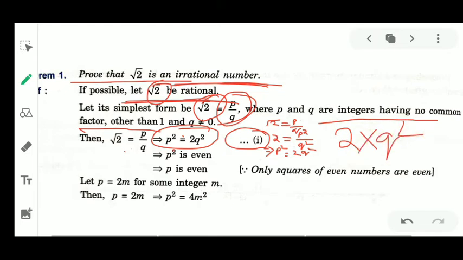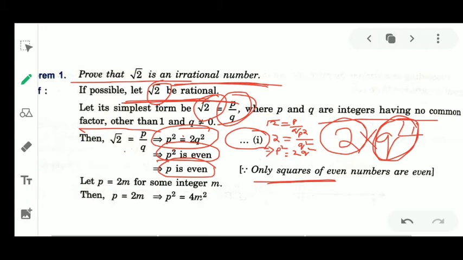So it always gives an even number, because if suppose q square is a number, then if you multiply q square by 2, you will get an even number. Any number multiplied by 2 gives us an even number. So p square is an even number. P is also even, because only squares of even numbers are even.